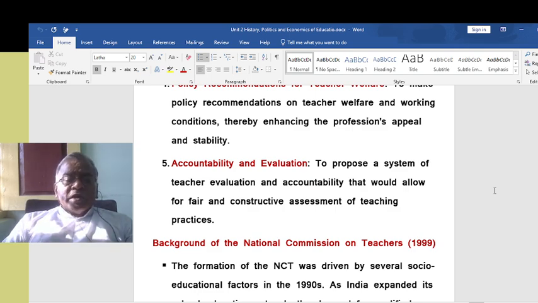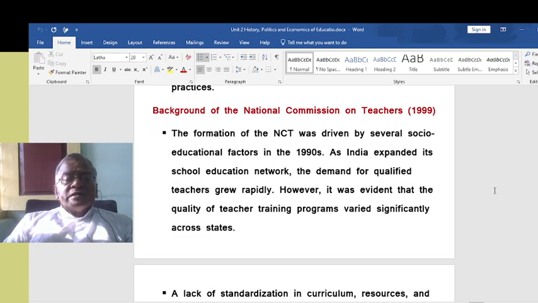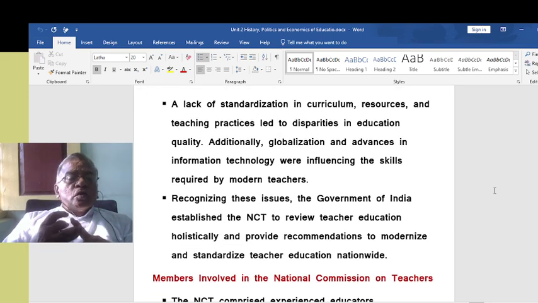What is the background of the National Commission on Teachers? The formulation of the National Commission on Teachers was driven by several socio-educational factors in the 1990s. As India expanded its school education network, the demand for qualified teachers grew rapidly. However, it was evident that the quality of teacher training programs varied significantly across states. A lack of standardization in curriculum, resources and teaching practices led to disparities in education quality.